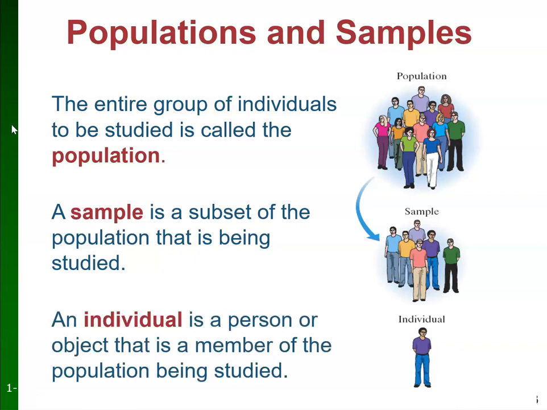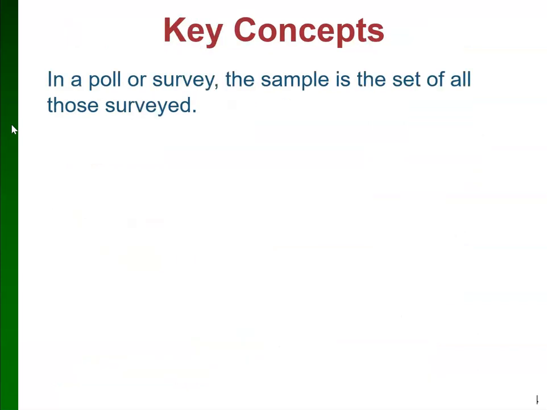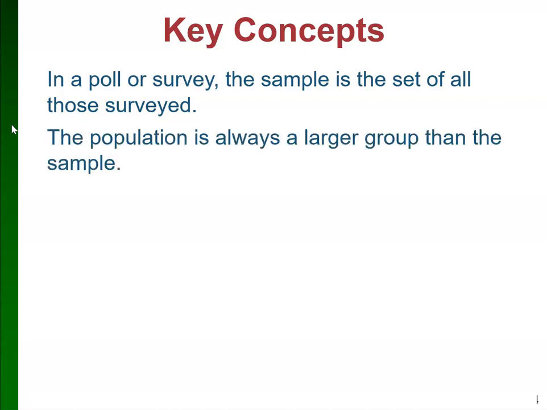In that sample, we have individuals. An individual in statistics is a person or even an object that's a member of the population being studied. Some key concepts about populations, samples, and individuals. If we're taking a poll or a survey, the sample is the set of all of those that are surveyed. The population is always a larger group than the sample.